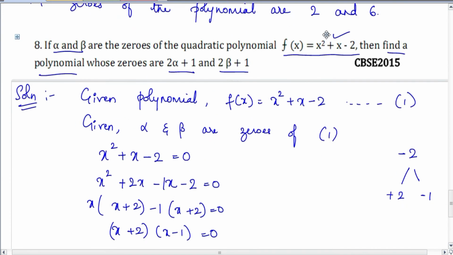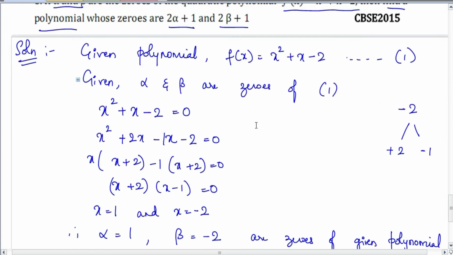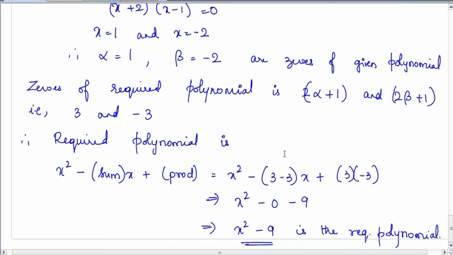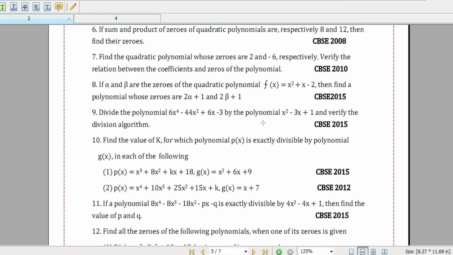Sometimes they'll give you a polynomial and ask you to find the zeros. Sometimes they'll give you the zeros and then ask you to find the polynomial. Here both are combined. They've given one polynomial. Using that you are finding the zeros. With these zeros you are finding the polynomial of another. Right. Now let's go to the next one.